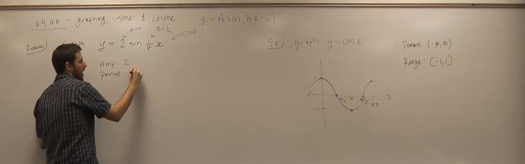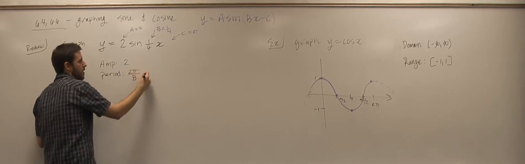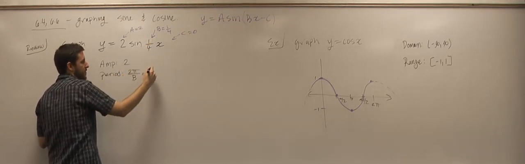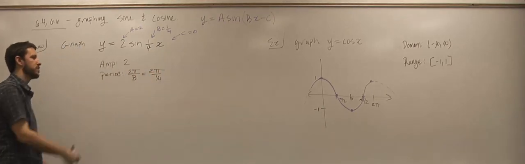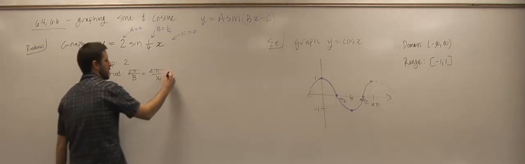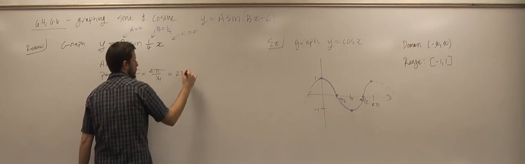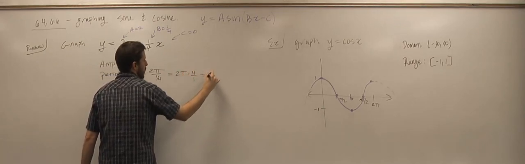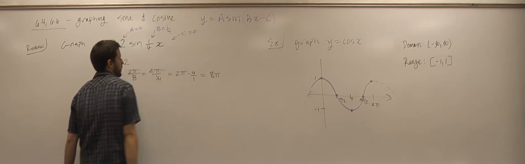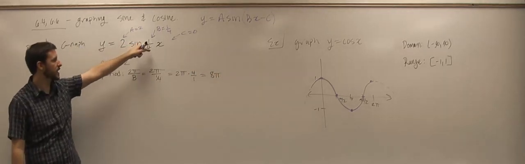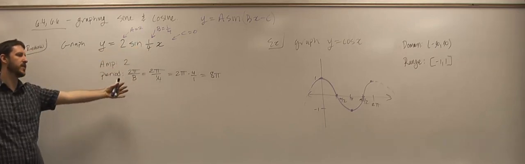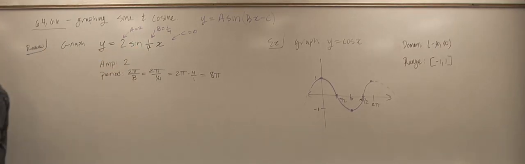The formula is 2 pi over b. In this case, b is 1/4, so I'm going to have to calculate 2 pi over 1/4. The 1/4 flips up. 2 pi times 4 over 1, or 8 pi. So this 1/4 multiplication out front here actually expanded our period from 2 pi to 8 pi.